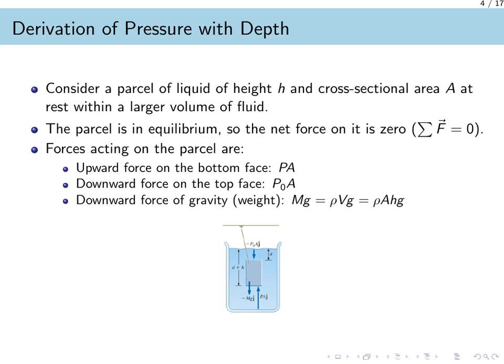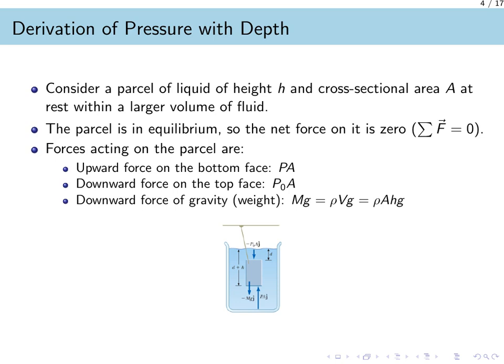To understand how pressure changes with depth, we will analyze the forces acting on an imaginary block, or parcel, of fluid. This approach allows us to apply Newton's laws to the fluid itself. Let us consider a cylindrical parcel of fluid with height h and cross-sectional area A. This parcel is at rest within the larger body of fluid, so it is in static equilibrium. We need to identify all the vertical forces acting on it.